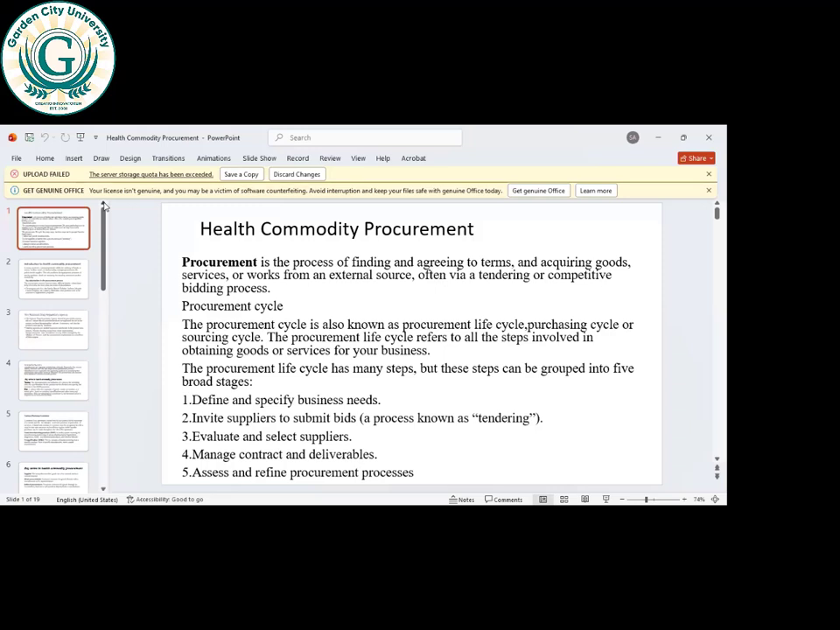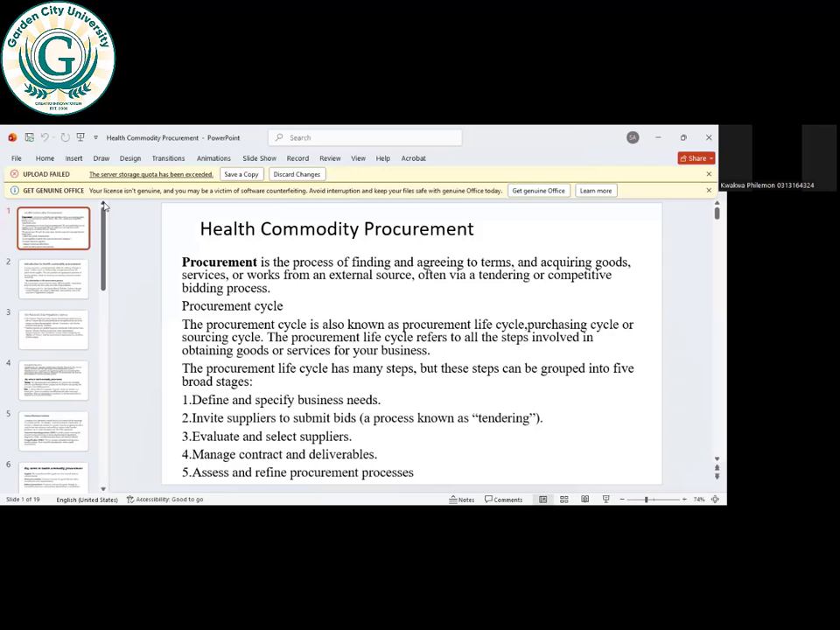So what the organization does is that they will just invite suppliers to submit bids, and this is what is also known as tendering. When you talk of tendering, that is the invitation to submit bids.